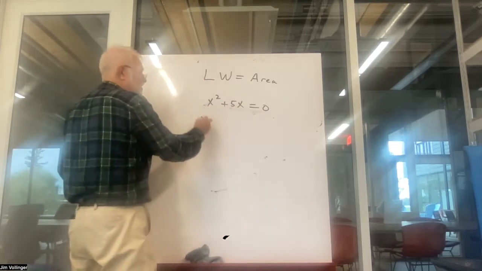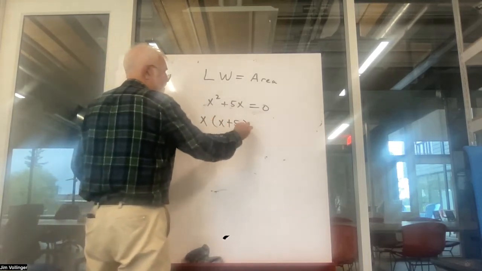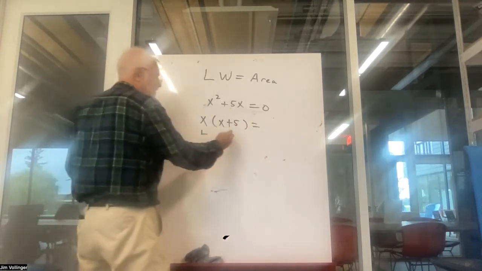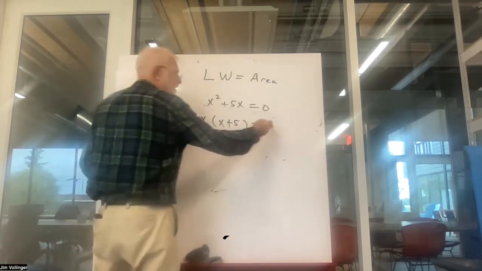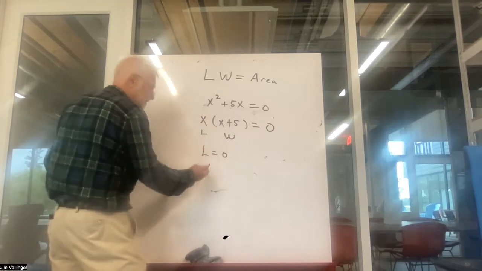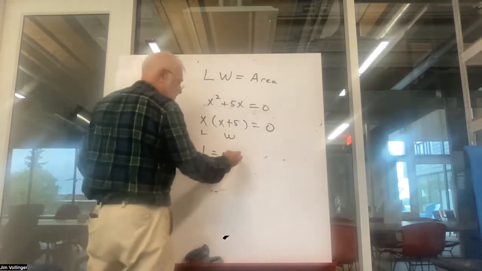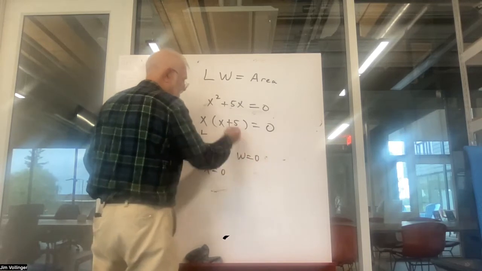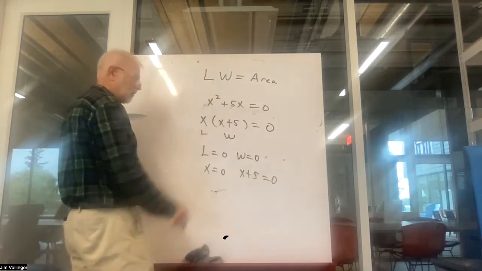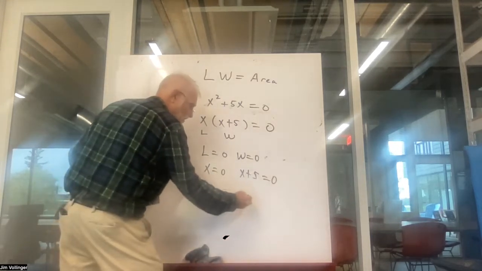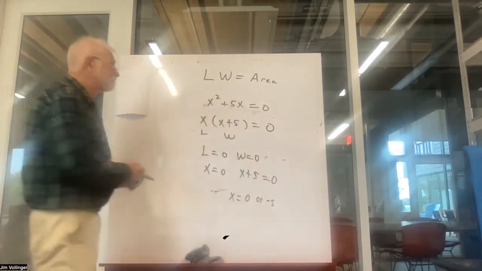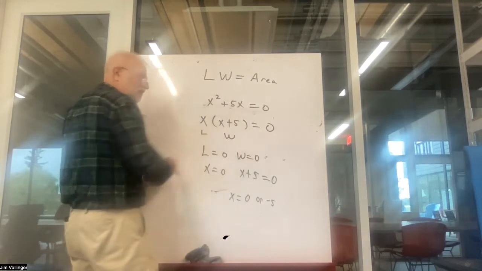Well, first rule is take out what's common. Where L, my length, is represented by the letter X, my width is represented by X plus 5. And if that's going to equal 0, then either the length equals 0, which in this case is X equals 0, or the width equals 0. And if the width is represented by X plus 5, and we want that to equal 0, I think we can see our answers of X equals 0 or negative 5. So you solve that by writing it as a product.